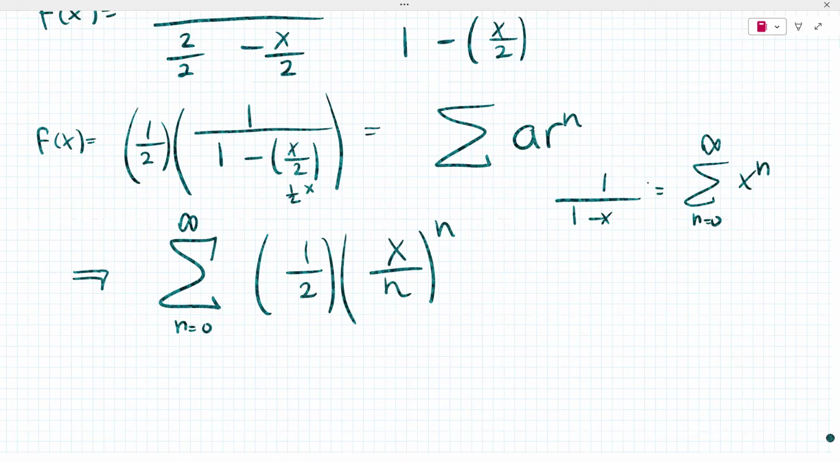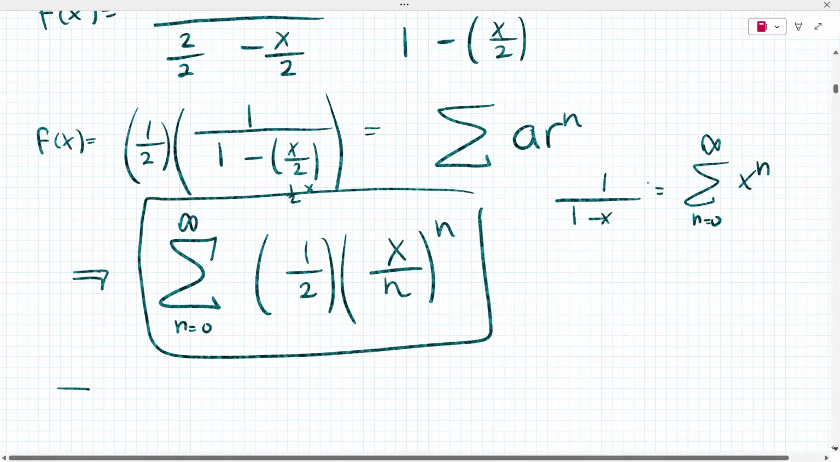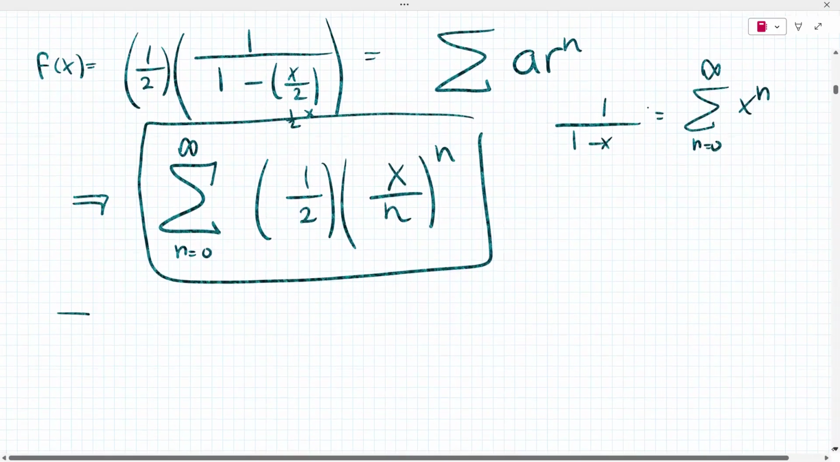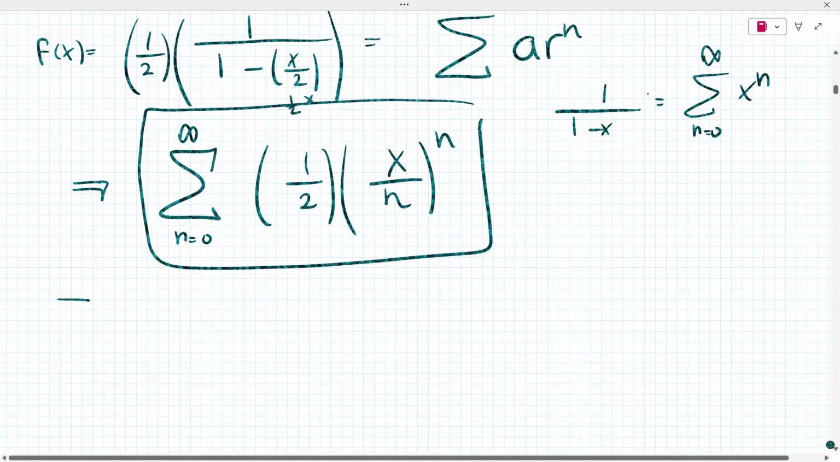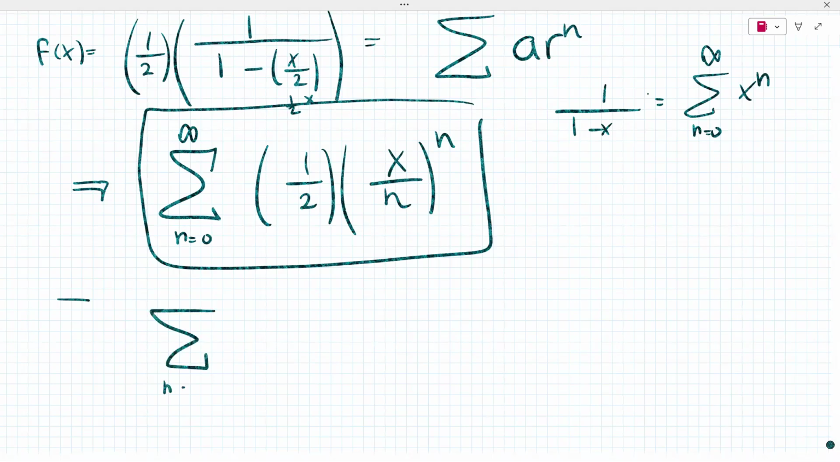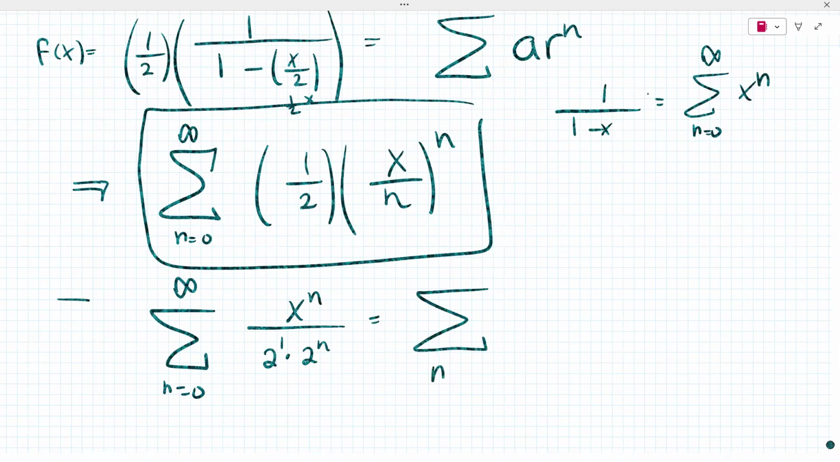Another way you can express this, and this could be one of your answers, if you want to go more detailed or deeper, you can rewrite this as the summation of n equals 0 to infinity of x raised to the n over 2 times 1 times 2 to the n, which equals the summation of n equals 0 to infinity of x^n over 2 raised to the n plus 1.